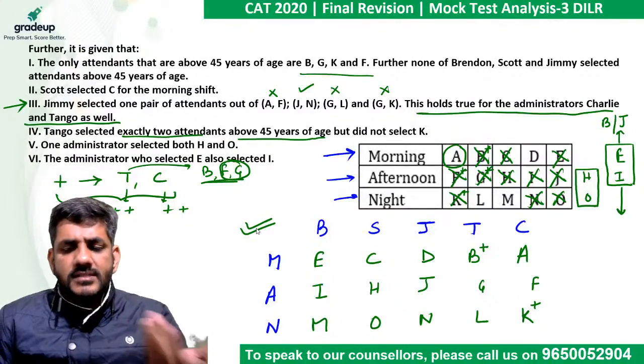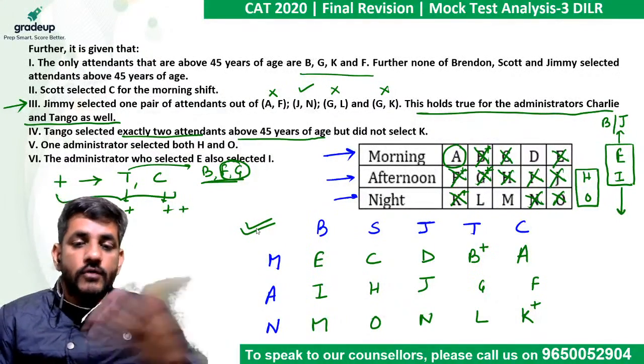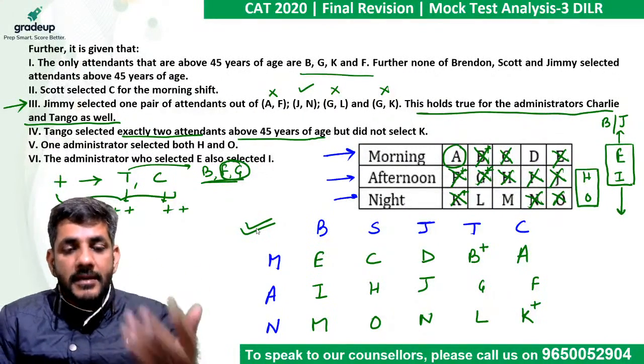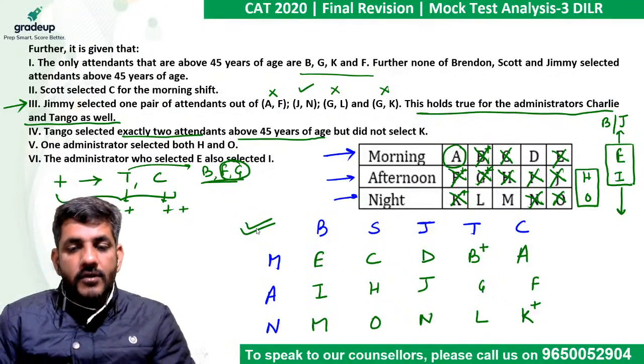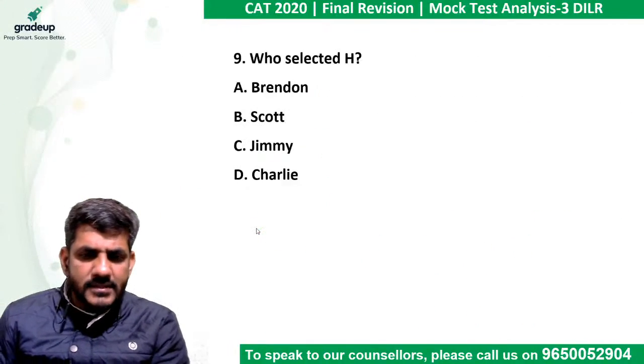G और L उसके साथ Charlie के साथ हो ही नहीं सकता था. And if G and K होता, Tango would not have been able to make any pair then. Tango कोई pair बना ही नहीं पाता. So this becomes the final combination for us for this complete thing, right? Now we just have to look at the questions and answer it.